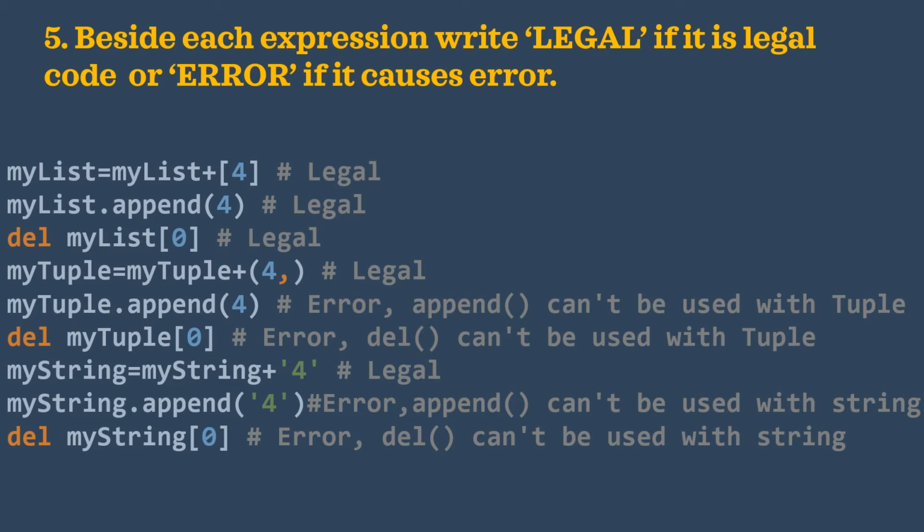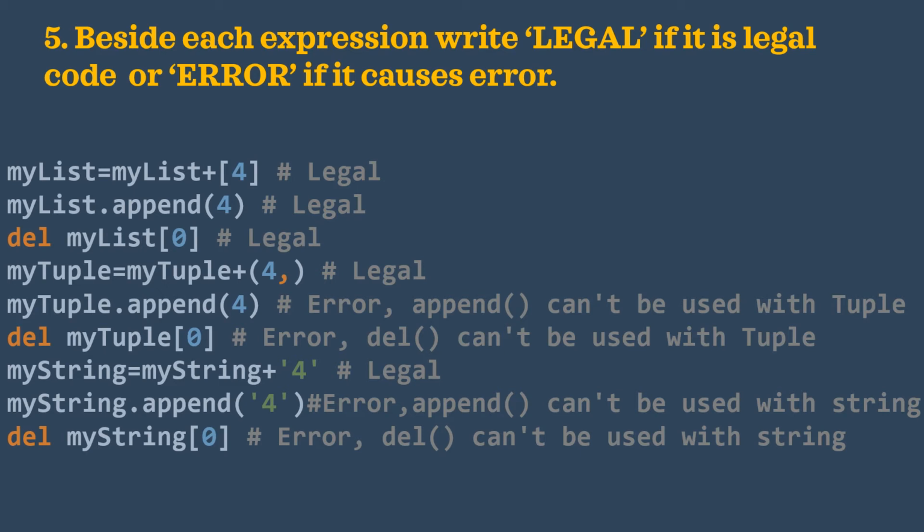And my tuple is equal to my tuple plus another tuple. So there is no problem. This is also legal Python code. Next one is my tuple dot append, within brackets you have passed 4. But this code will give an error because the append function cannot be used with a tuple kind of variable. So it is not possible.